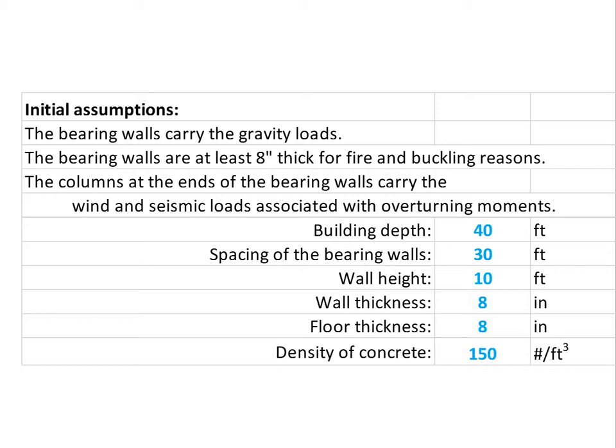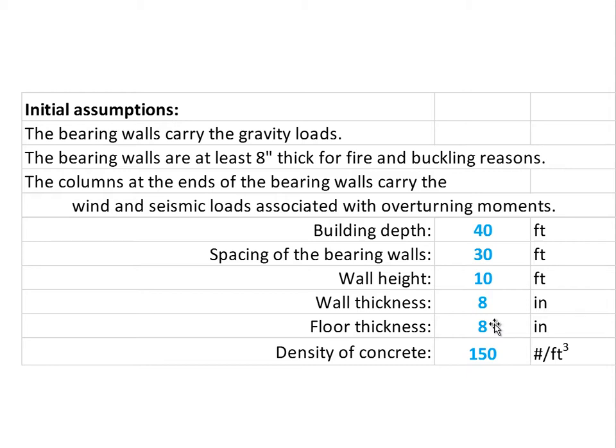Initially, we're going to assume the spacing of the bearing walls is 30 feet. In other words, the units are 30 feet wide. The wall height is 10 feet. The wall thickness, as we mentioned, is going to be assumed to be 8 inches. The floor thickness is about 8 inches, which we think we can span 30 feet with about 8 inches of concrete slab.